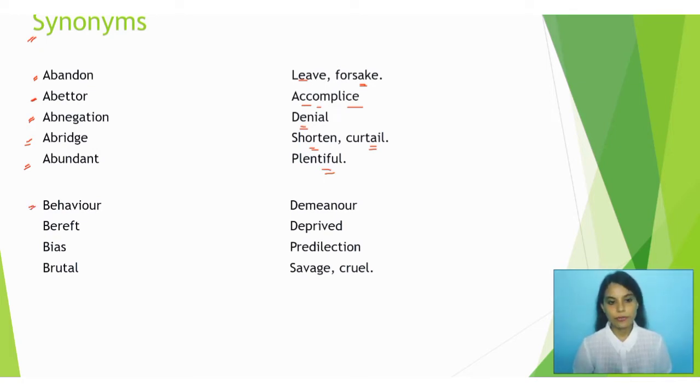Behavior. Behavior means demeanor, okay? Next is bereft. Bereft means you're deprived, you're not having that particular thing. Bias means partiality, predilection. Okay, brutal. Brutal means savage, cruel, wicked, okay?